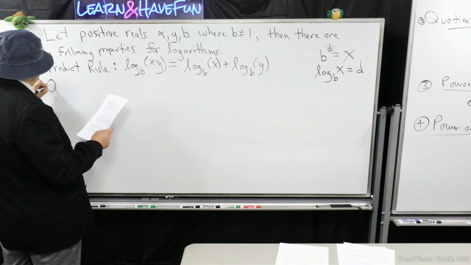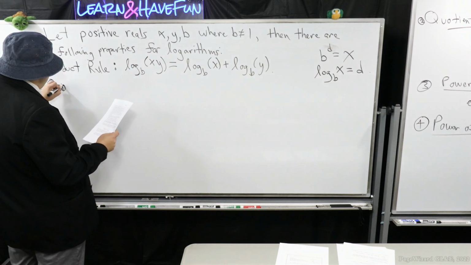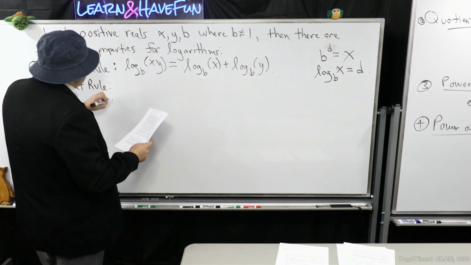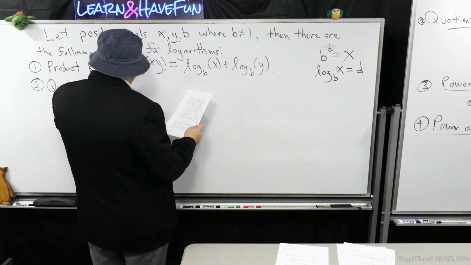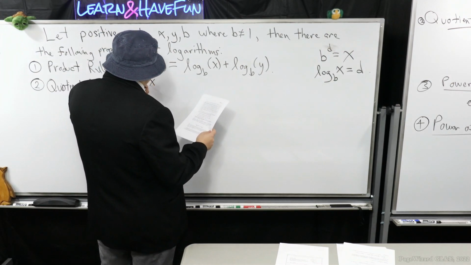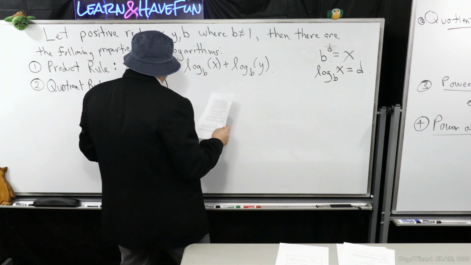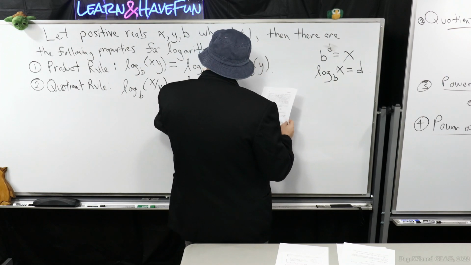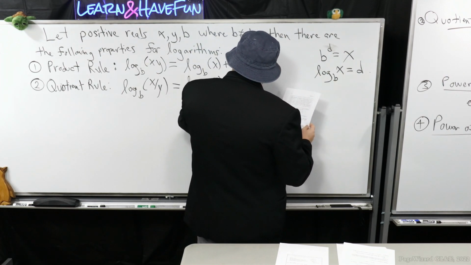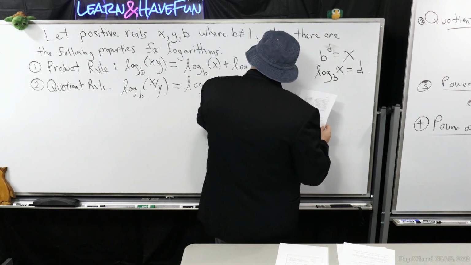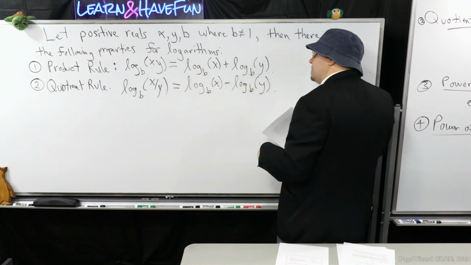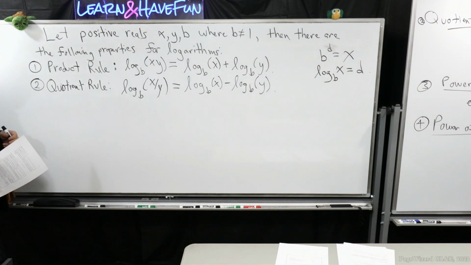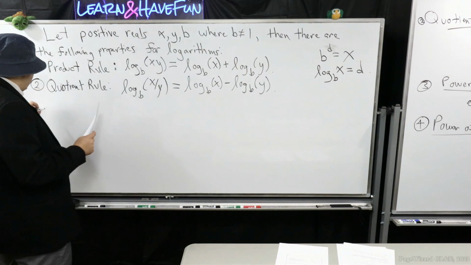Naturally, if I give you the quotient rule for a logarithm, you should expect that log base b of x over y, so x divided by y, should be a difference, just like how we took the exponents and had a difference as opposed to an addition. That's the quotient property, or quotient law, or quotient rule of logarithms.